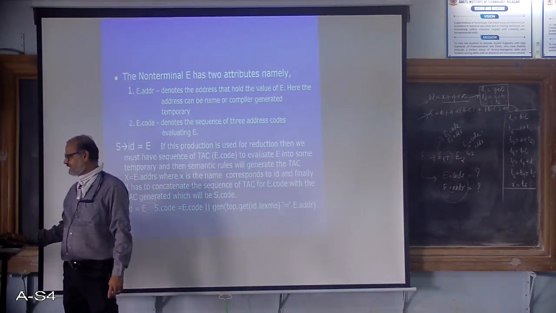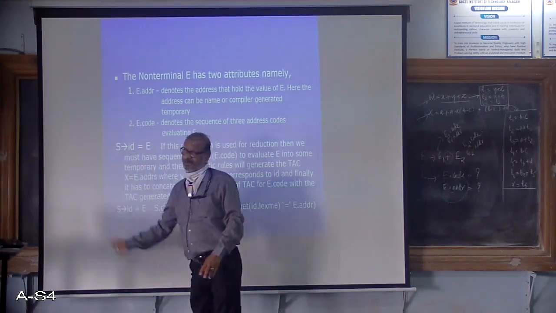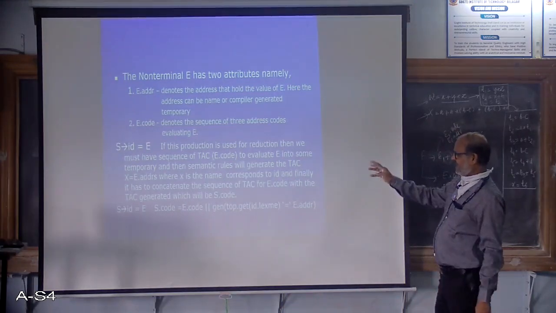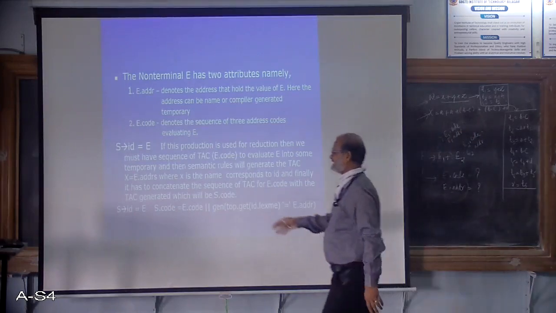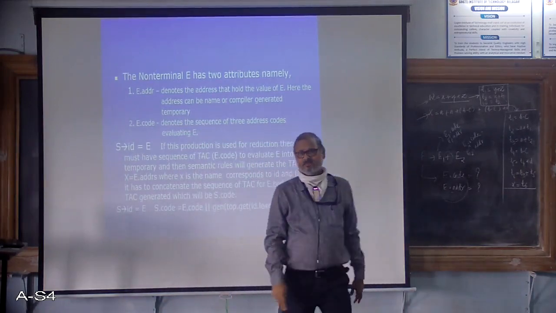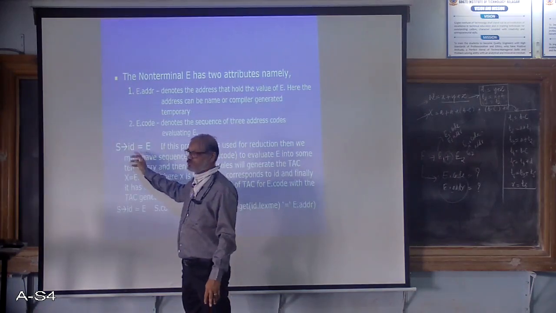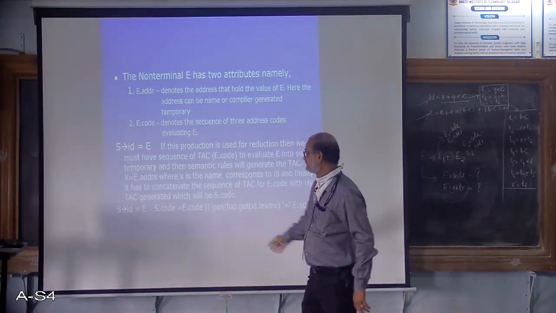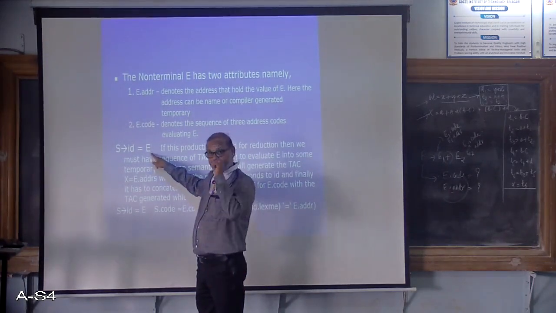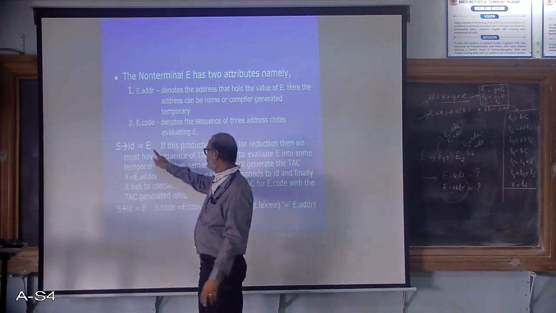there is one more thing here. Let me consider a production S derives id equal to E. Here S is the head of the production and id equal to E is the body of the production. So when this production is used for reduction, just before the reduction, I have a sequence of 3 address codes evaluating this expression, which is E.code, and I also have the value associated with that sequence, that is E.address.